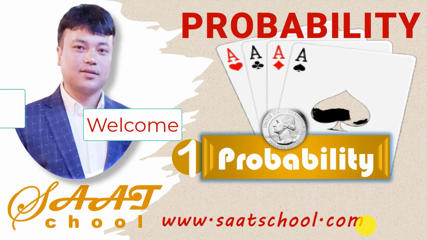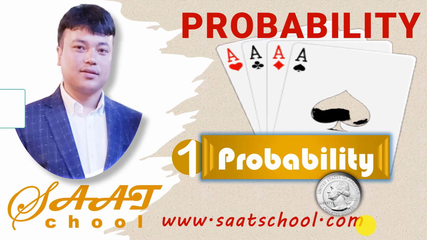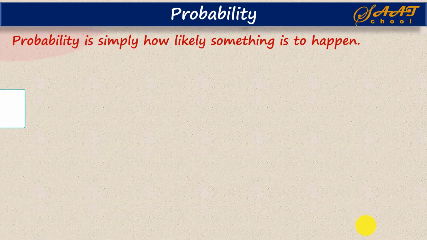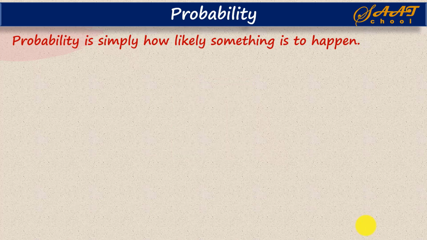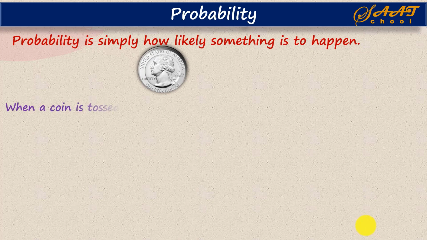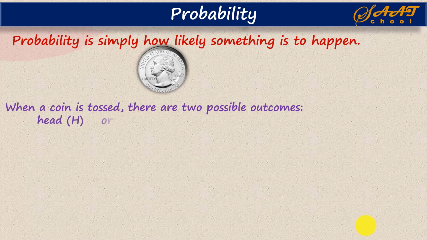This is our first video on probability. Now let's get started. What is probability? Probability is simply how likely something is to happen, or we can say the chances something is to happen. For example, when a coin is tossed, there are two possible outcomes, and those outcomes are either head or tail.